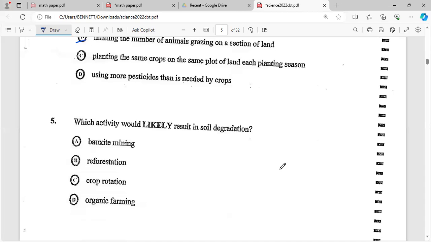Number 5 says, which activity would likely result in soil degradation? Is it bauxite mining, reforestation, crop rotation, or organic farming? And that's bauxite mining.